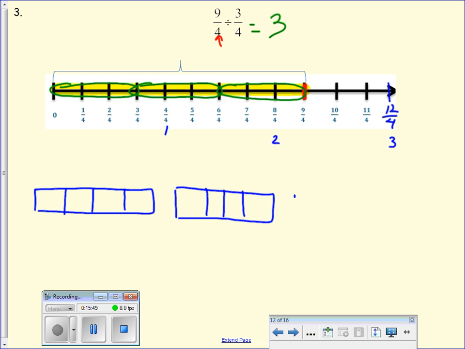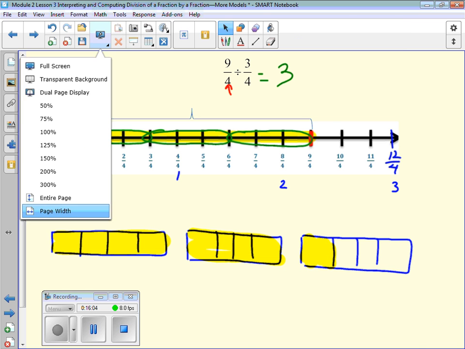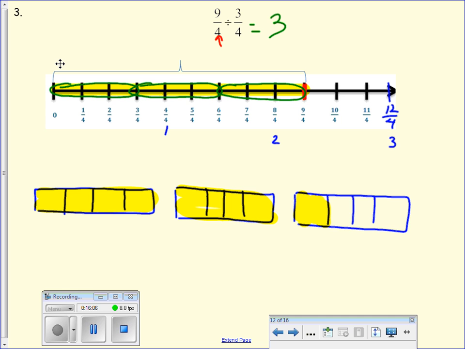Here's 4/4. And here's 4/4. How many fourths do we need? So here are 4, 8, 9. So now my tape diagram shows 9/4. Who's not sure where that came from? How I drew it that way.